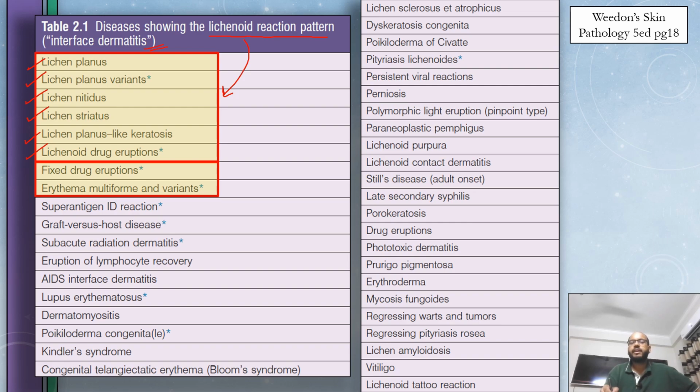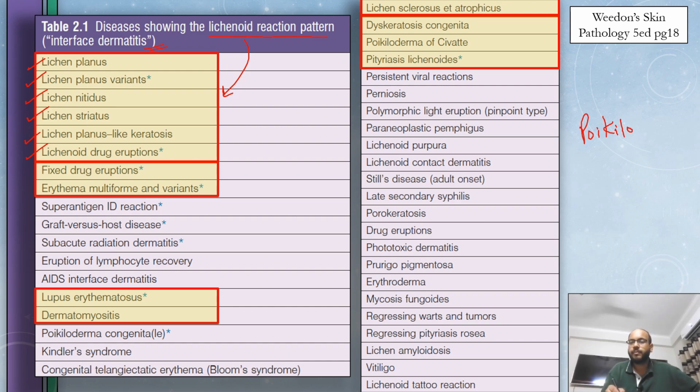It is also seen in fixed drug eruptions and erythema multiforme and variants. Other disorders like lupus erythematosus and dermatomyositis also show interface dermatitis, but here the infiltrate extends deeper into the deep dermis. Disorders like lichen sclerosus et atrophicus have additional features of sclerosis and epidermal atrophy. We have congenital disorders like dyskeratosis congenita and poikiloderma of Civatte, or pityriasis lichenoides like PLEVA or PLC, which also show interface dermatitis. Just remember, wherever you have poikiloderma, you will have features of interface dermatitis.